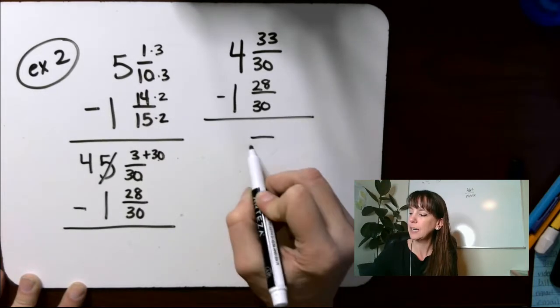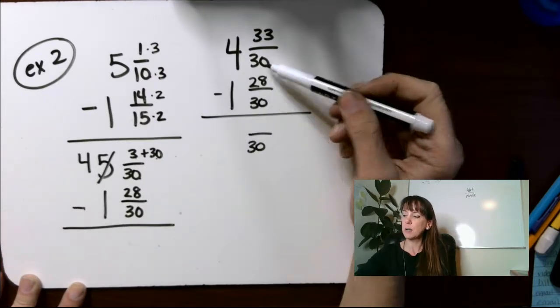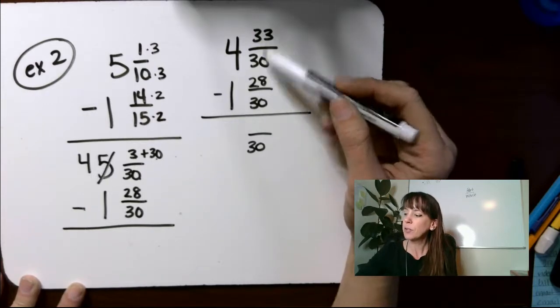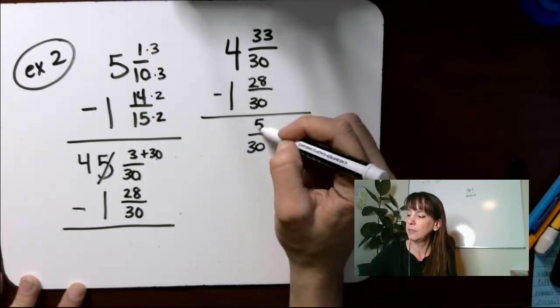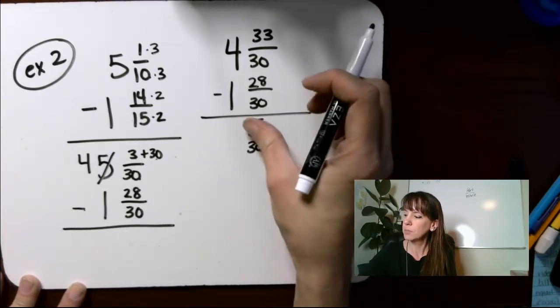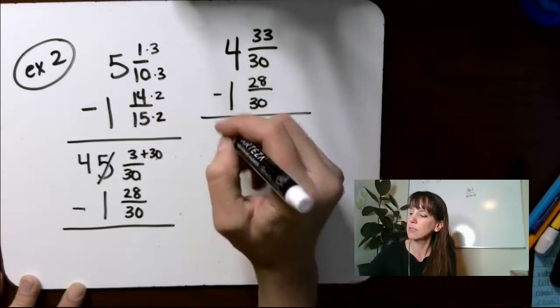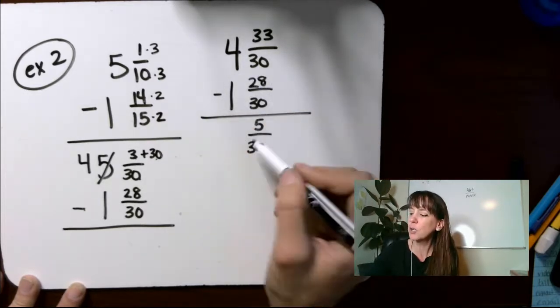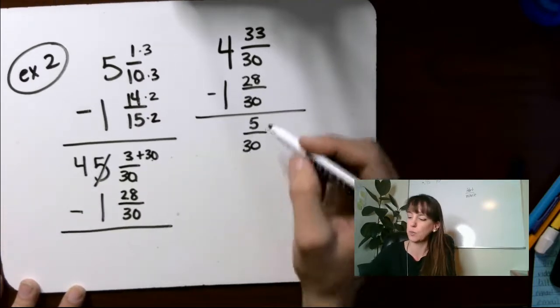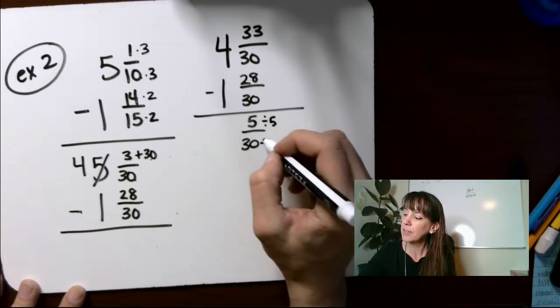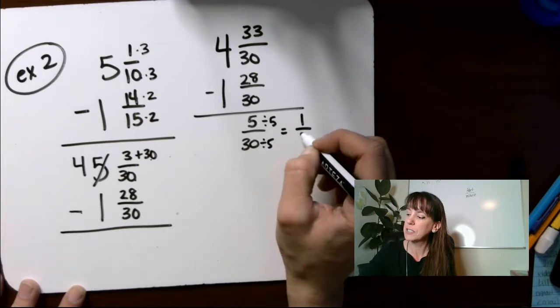28/30. We have our common denominator, so we know it's going to be 30. Then we have 33 minus 28. That's going to be 5, right? Before we even do anything else, we can reduce this, right? If we divide this by 5, divide this by 5, we get 1/6, right?